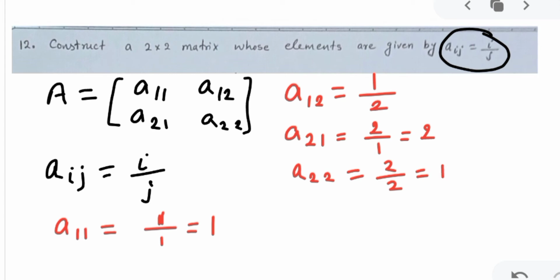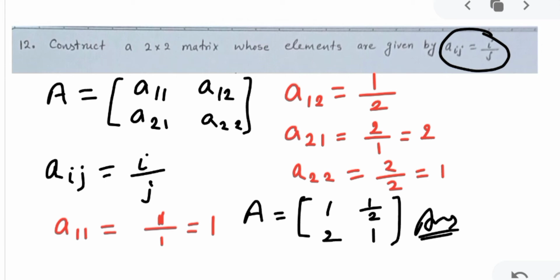Okay, so in this way you will get your required 2 cross 2 matrix. A11 value I will put as 1, A12 value is half, A21 value is 2 and A22 value is 1. So this will be our required matrix. The first row is 1, 1 upon 2. The second row is 2, 1. Okay, so in this way we have completed question number 12. Now we'll move to question number 13.